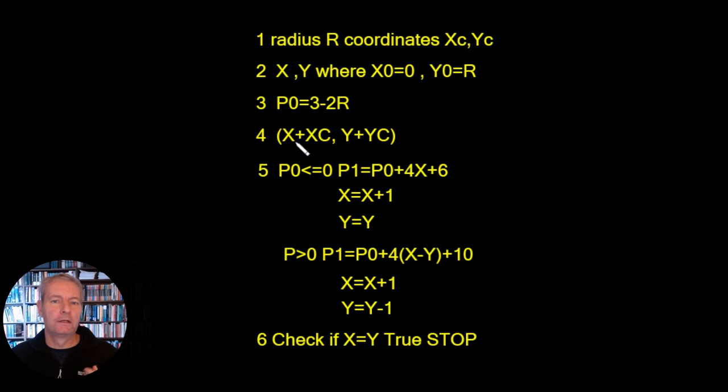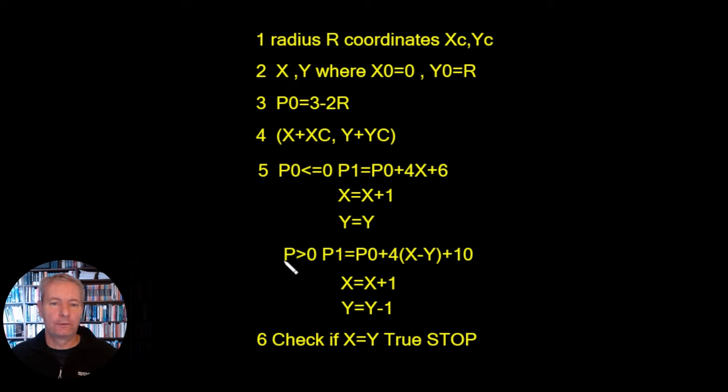We then plot the next point, which is x plus xc and y plus yc. We then look at the decision variable and find out whether it is less than or equal to 0. If it is, then the next decision variable P1 is equal to P0 plus 4 times the value of x plus 6. This x here is the new x that we get from here. And then x is equal to x plus 1 and y is equal to y.